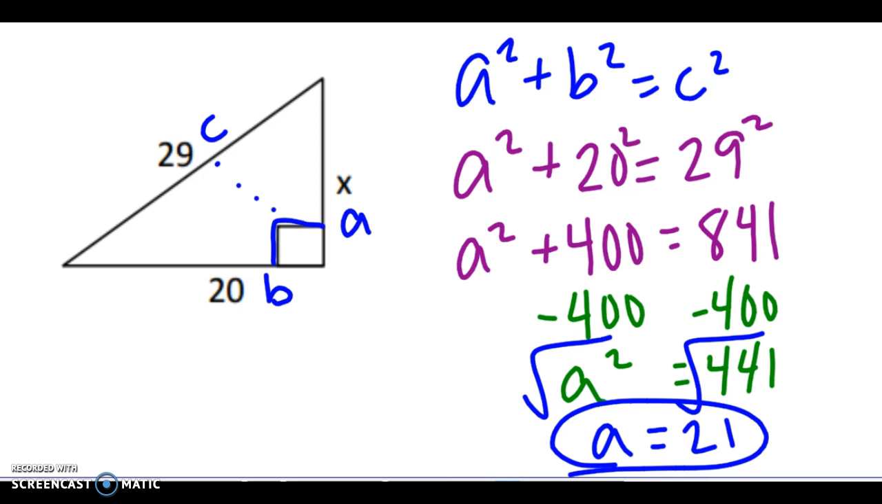Okay, so then just do a quick check. Make sure that it is not larger than your hypotenuse, which is 29. So looks like our answer is good to go.